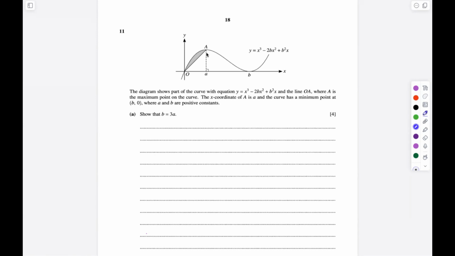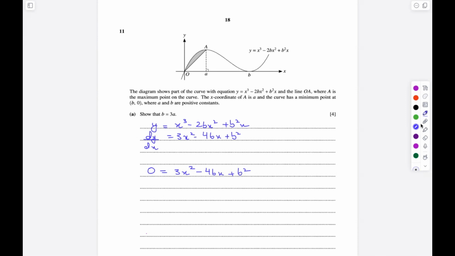Now, as A is the maximum point on the curve, we know that dy/dx at this point will be 0. So the equation is y equals x cubed minus 2bx squared plus b squared x. First finding dy/dx, it will be equal to 3x squared minus 4bx plus b squared, as the derivative of x is 1, so it will only be b squared. Now we'll substitute 0 in place of dy/dx, and this equation will be 3x squared minus 4bx plus b squared.